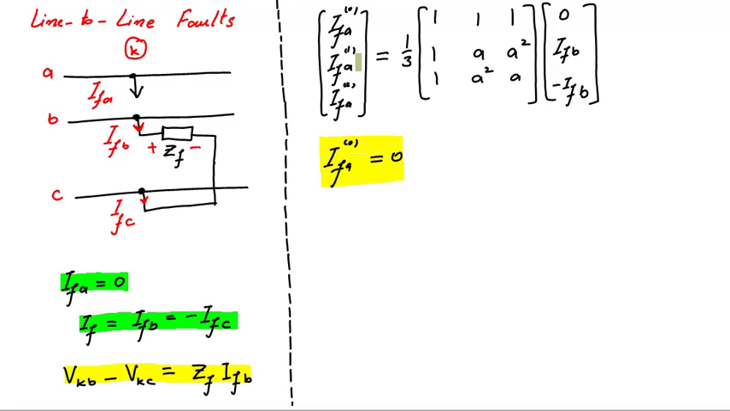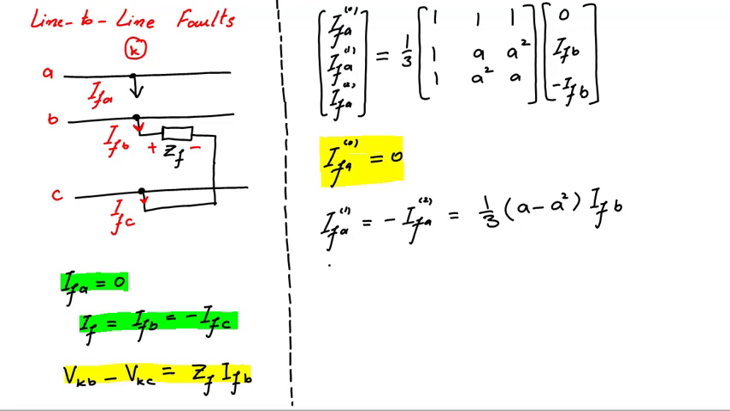Further, from here we can see the positive sequence fault current is equal to minus IFA negative sequence, and that is equal to 1 by 3 (a minus a square) IFB. This is the value of positive sequence and minus IFA negative sequence. And we know that this IFB, according to our definition of fault current, is equal to IF.